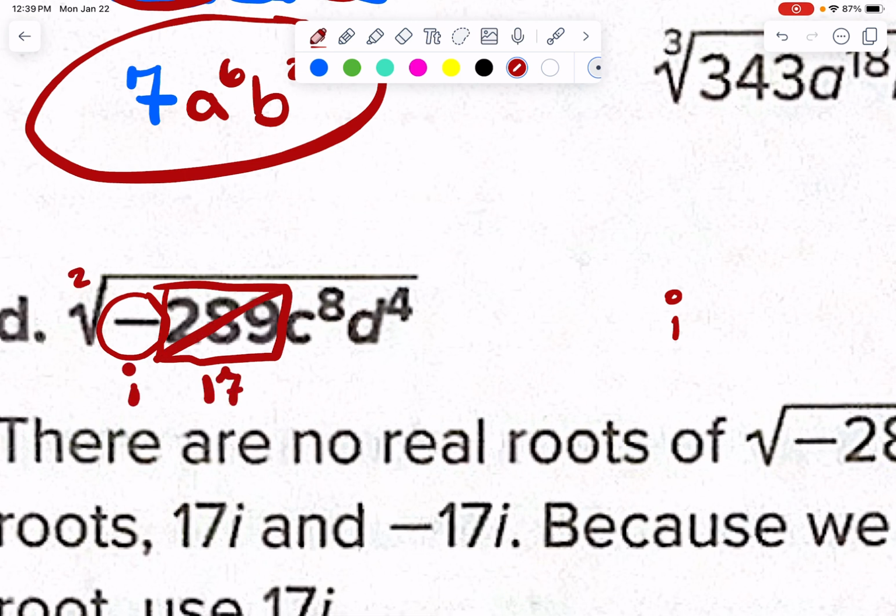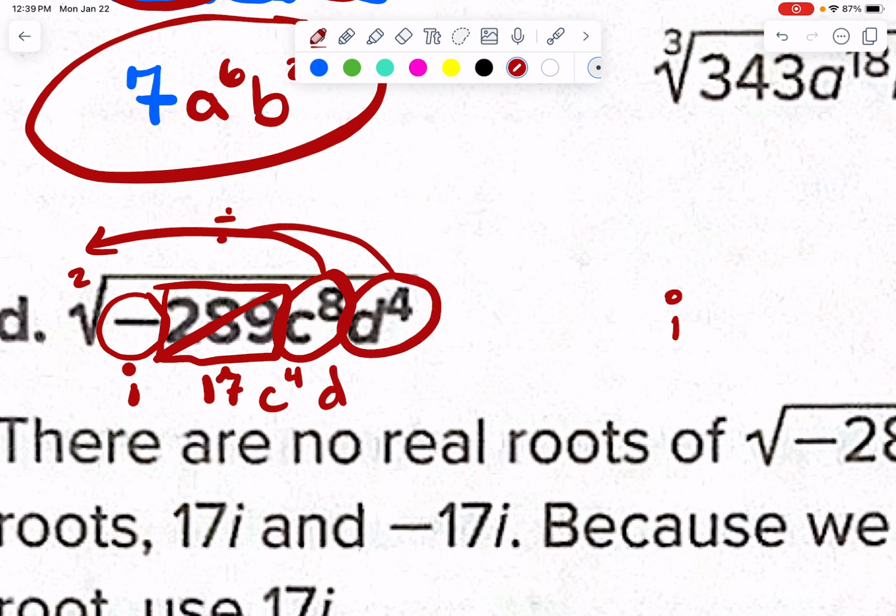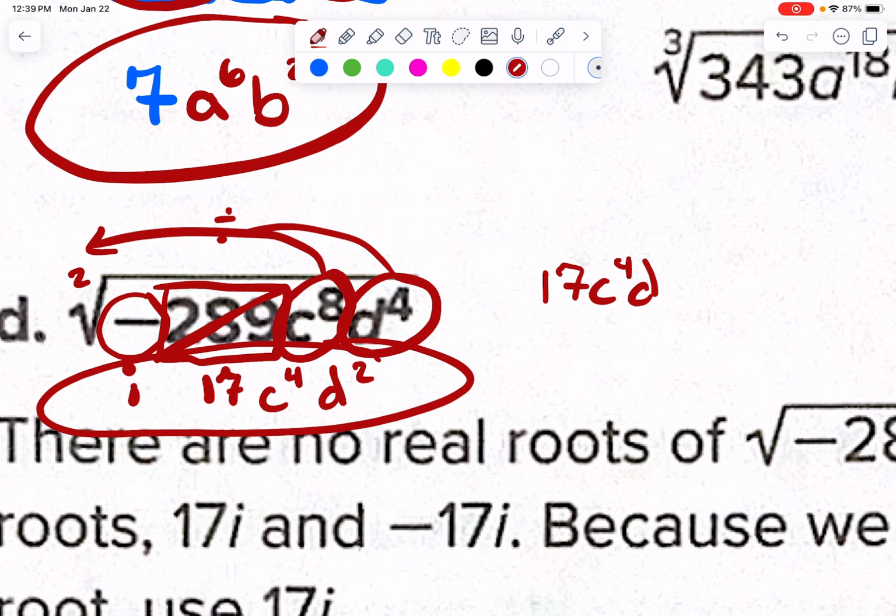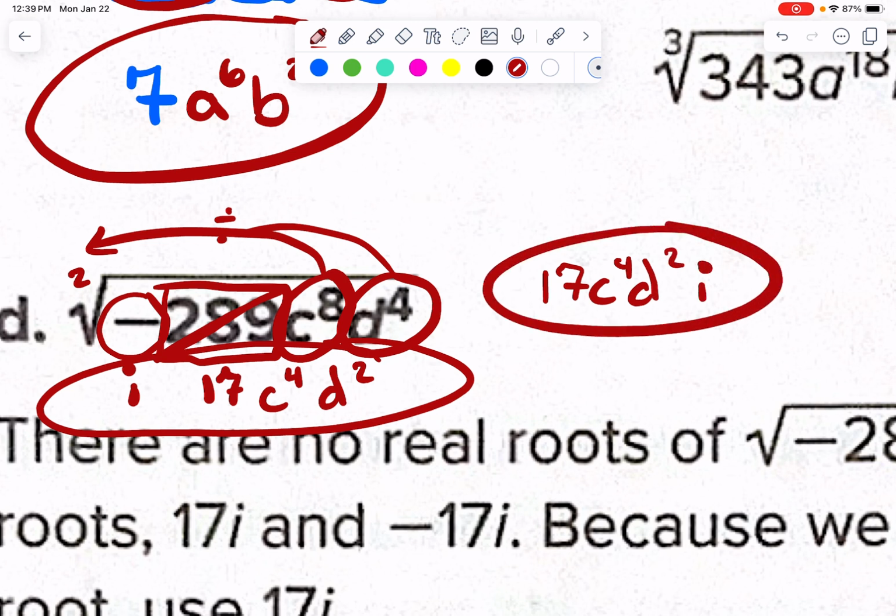The square root of c to the 8th power means I'm just dividing by 2, right? Dividing by 2, c to the 8th is c to the 4th. d to the 4th becomes d squared. And I just want to combine that all together. So I would put 17 c to the 4th, d to the 2nd, and I would put the i at the end. Technically, it doesn't really matter. You can either put the i at the end or right after the 17. I usually just put them at the end, though, okay? But break down each piece individually, okay?